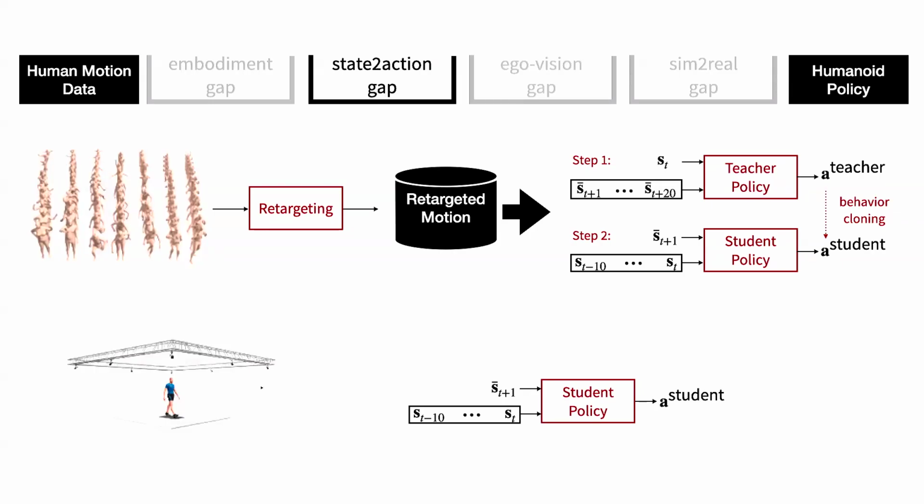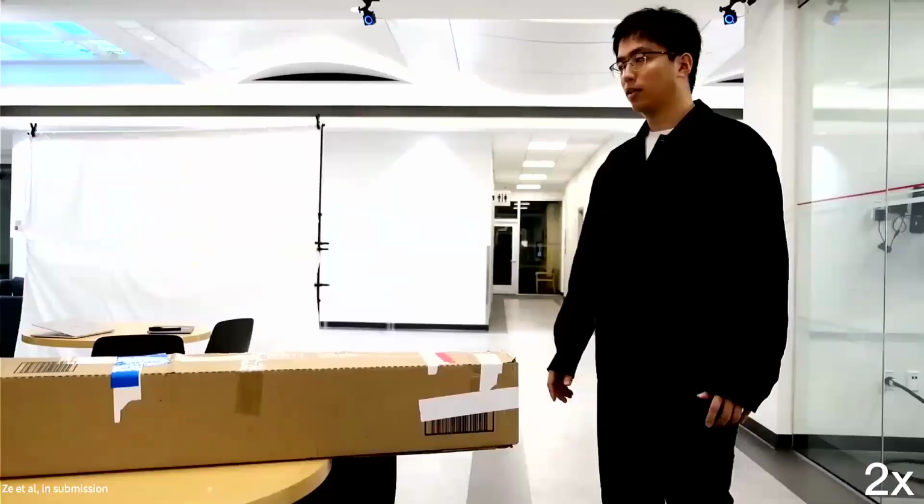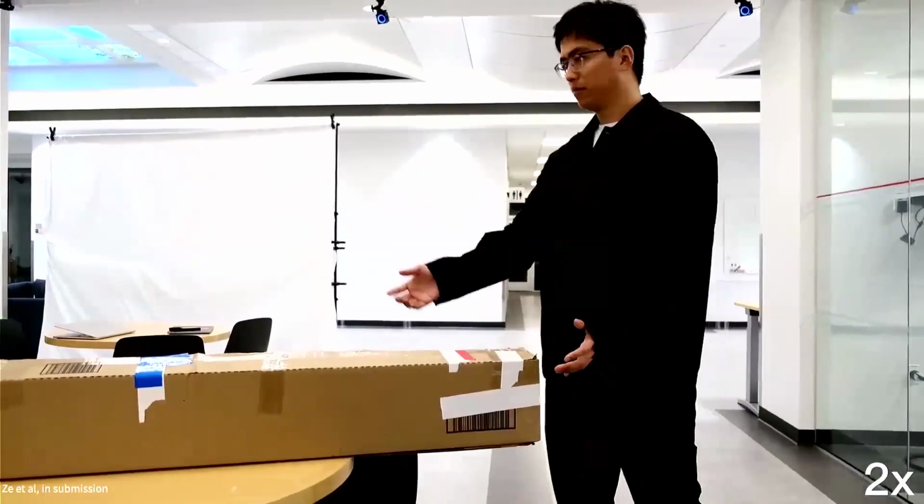And with that, during inference time, we can replace the dataset with a real-time live stream of human motion capture through our retargeting procedure, and then drive this student policy, which in turn drives the G1 robot. Okay, so let me just show a few demos that we have.